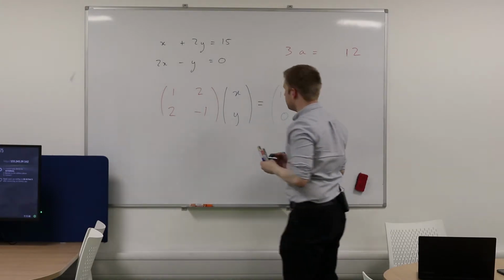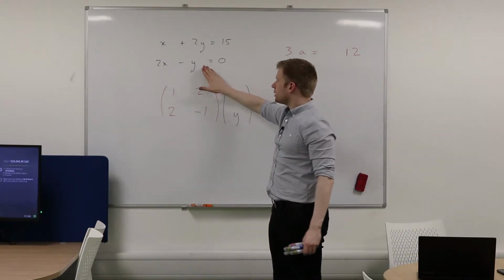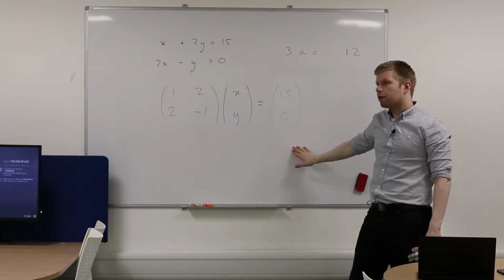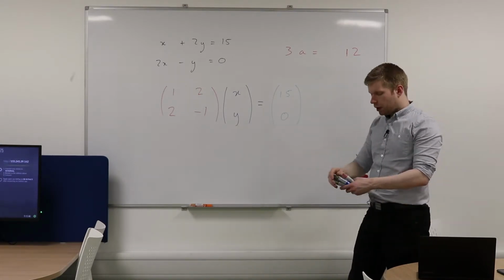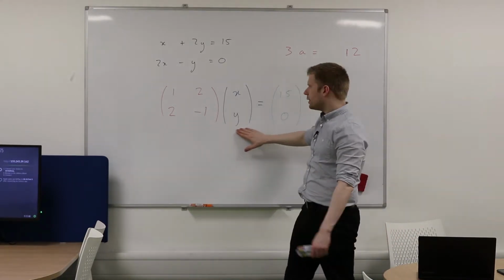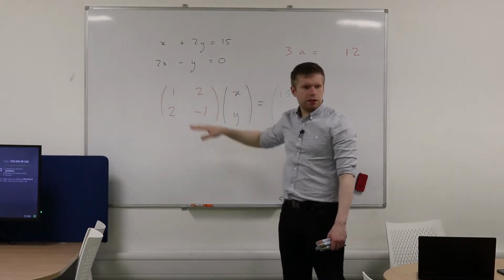15 and a 0, okay? So are you happy that I can extract this and write it as matrices like this? Are you happy with how I've done that? Yeah, okay. Now, just pause for a second. Are you happy that this is the same as this? How could I check that this is the same as this?